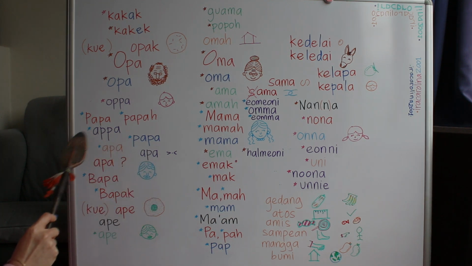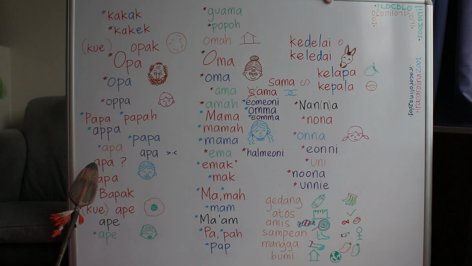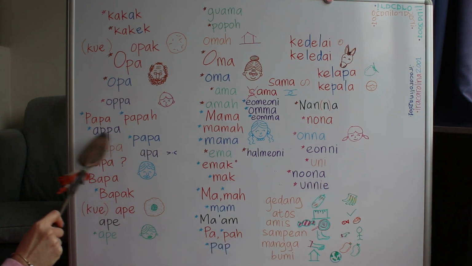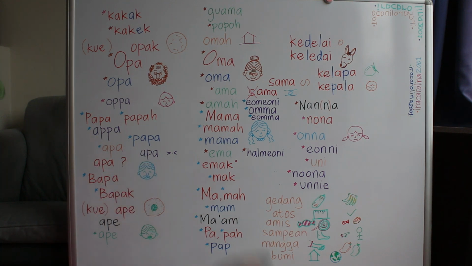And there's also in Korea apa with one P, it means it hurts. So this one is father, this one is hurts.